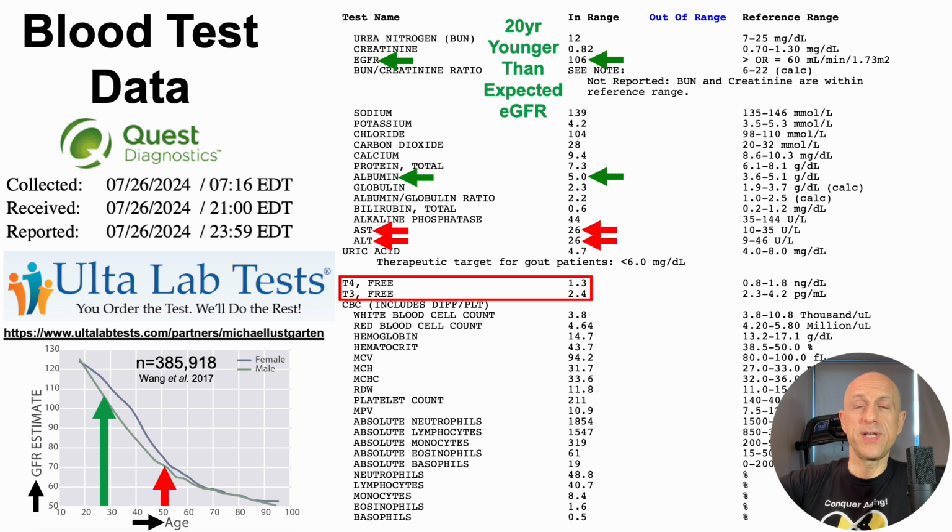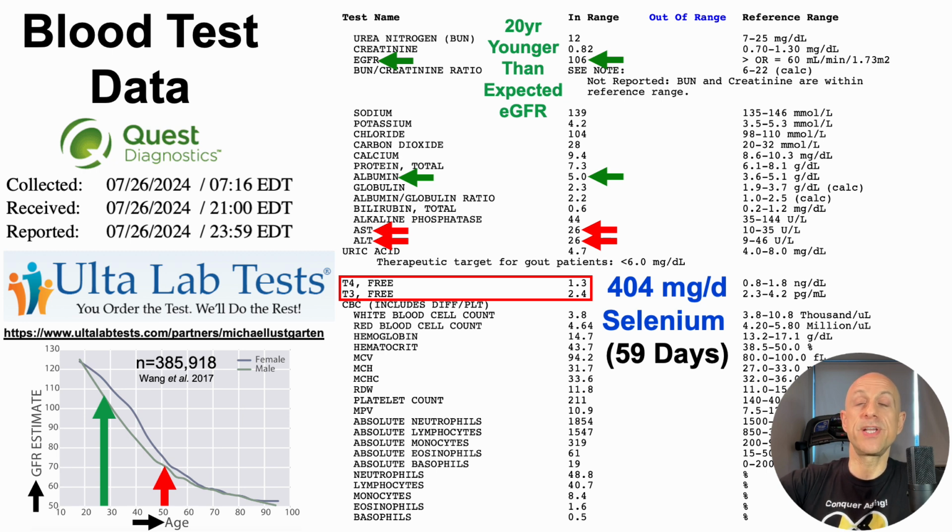Thyroid hormones, free T4 and free T3. I'm trying to increase free T3 and reduce free T4. In other words, improve the conversion of free T4 into free T3, as that conversion worsens with aging. So to do that for this test, I averaged 404 milligrams of selenium per day. There were 59 days in between blood tests, so selenium intake for that 59-day period was an average of 404 milligrams per day. And I did that almost exclusively by increasing Brazil nut intake.